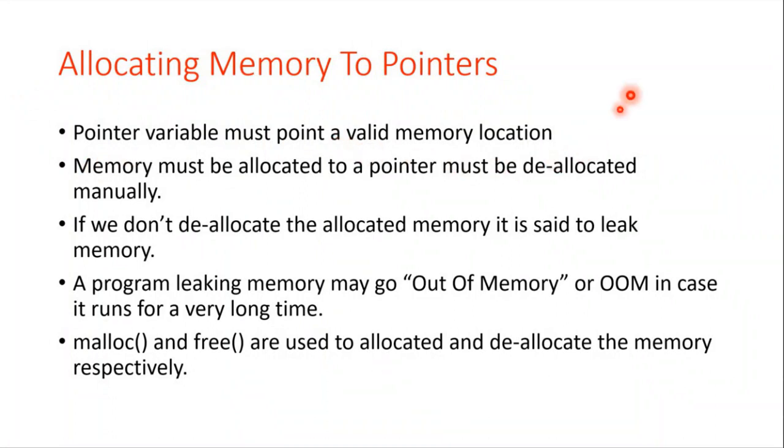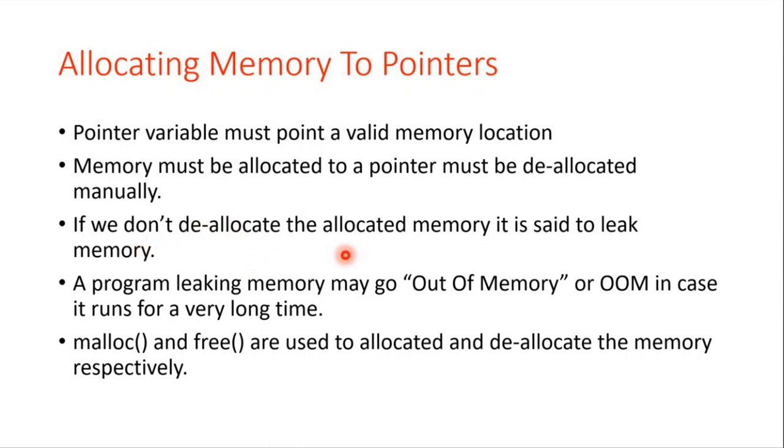A pointer variable must point to a valid memory location. If it doesn't point to a valid memory location, when we access what it is pointing to, we will end up with a segmentation fault error. Memory must be allocated to a pointer, and memory allocated to a pointer must be deallocated manually.